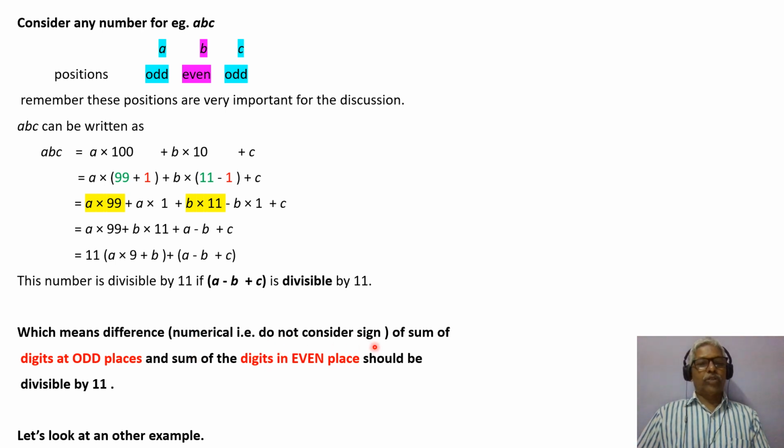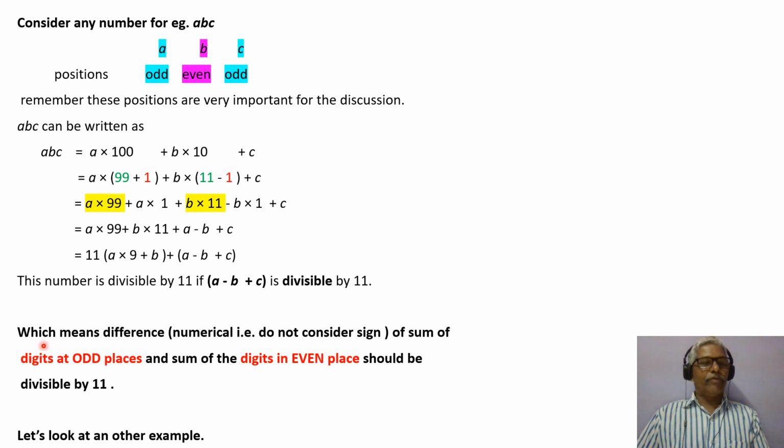Numerically, do not consider sign. So if you find this addition lesser than this, then you take only the numerical value, don't consider any sign. Okay, remember this, the addition may be less if there is 1 here and 9 here. Okay, like that you come across it. So do not consider sign.